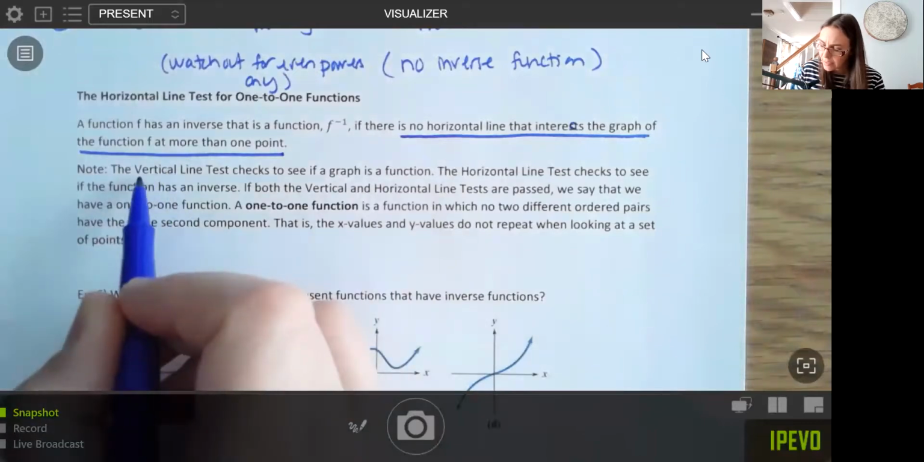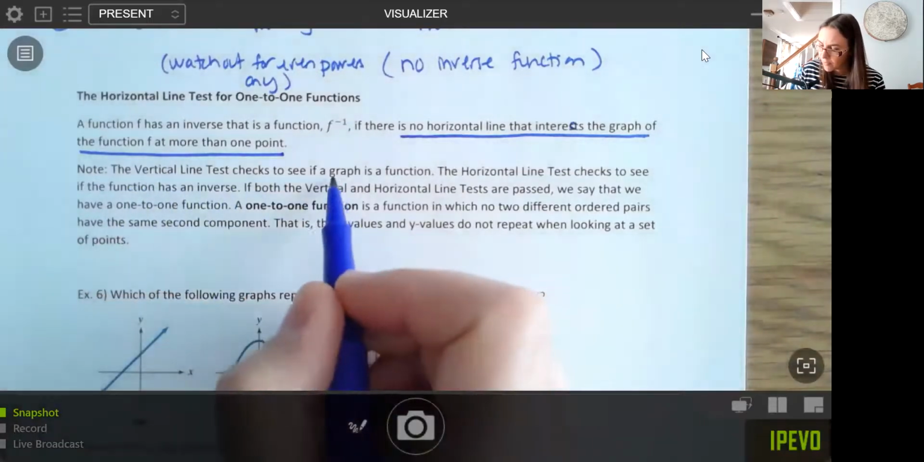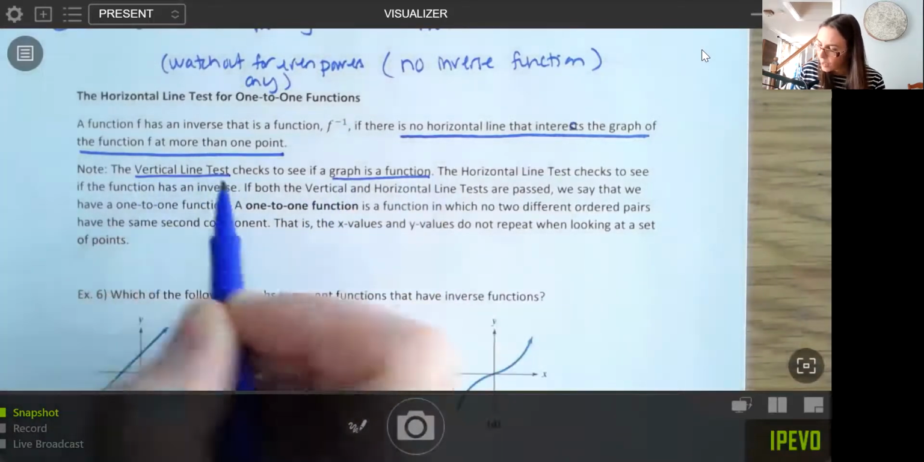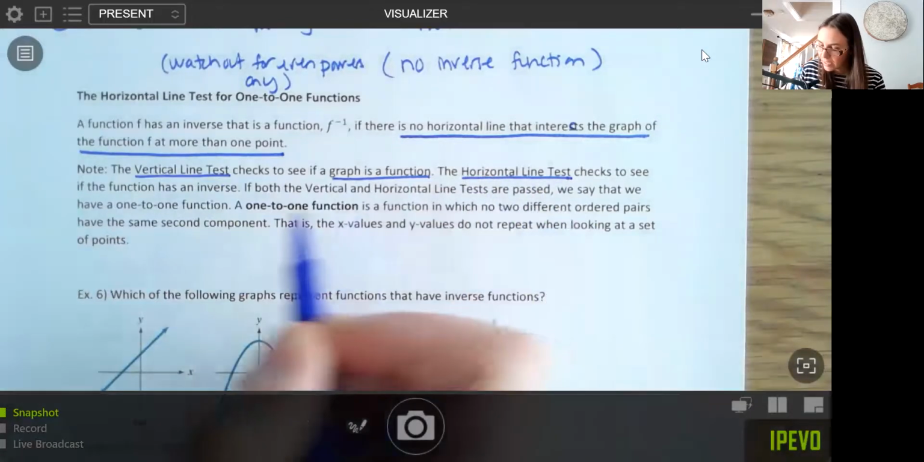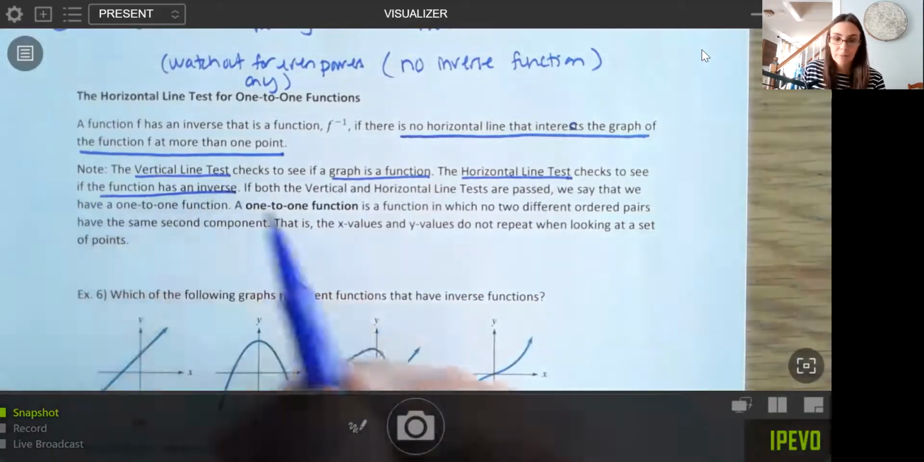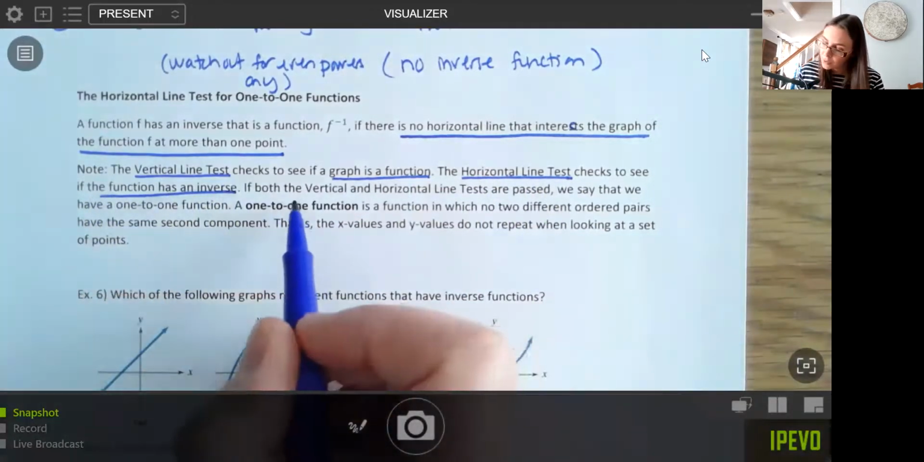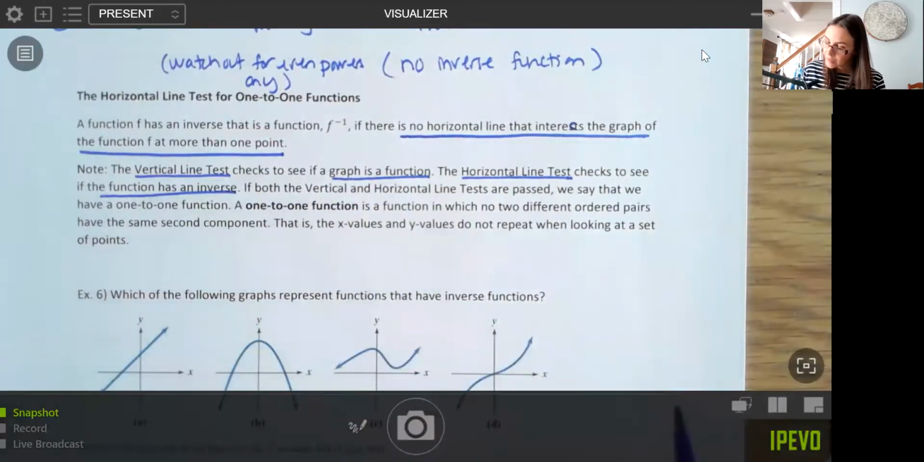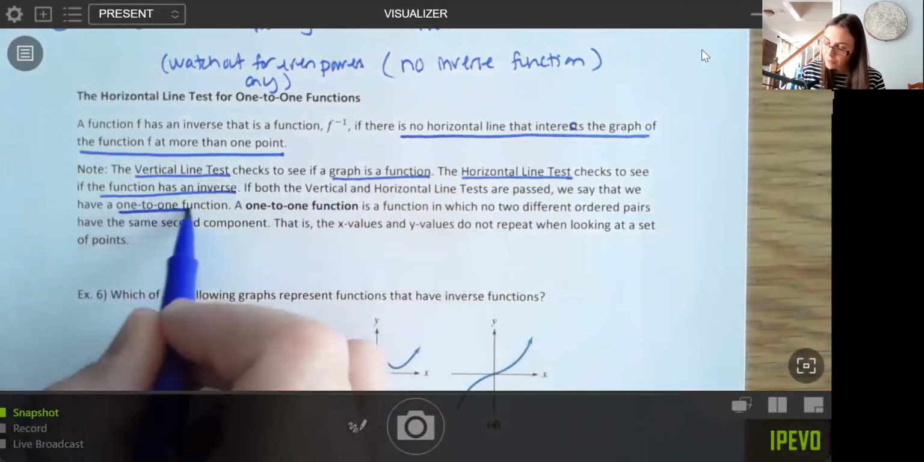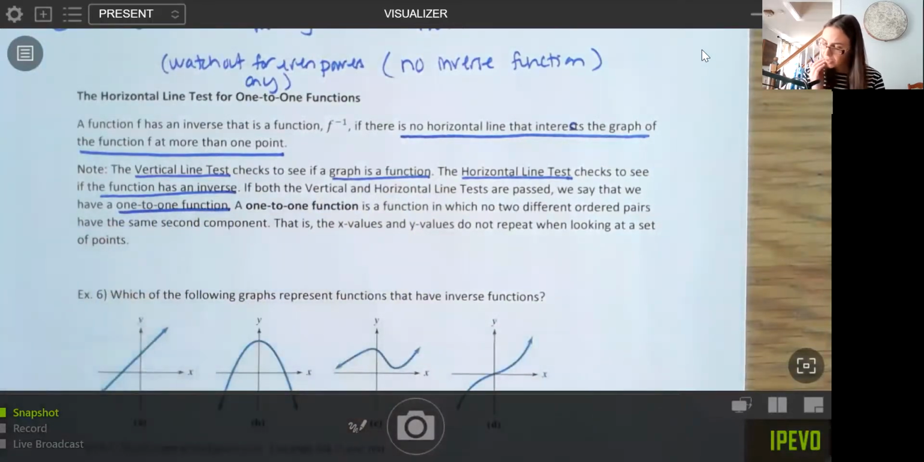I kind of tried to summarize that a little bit here. So the vertical line test checks to see if the graph is a function, and the horizontal line test checks to see if the function has an inverse. If both vertical and horizontal line tests are passed, we say that we have a one-to-one function. And a one-to-one function is one in which no two different ordered pairs have the same second or first component.